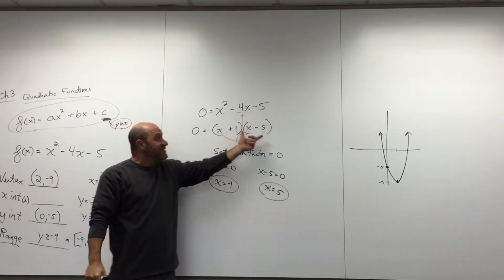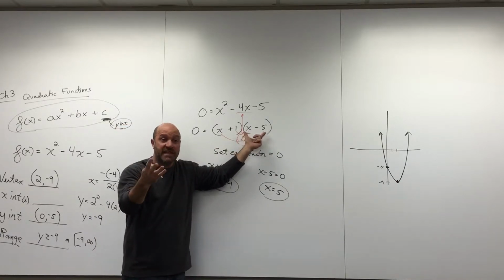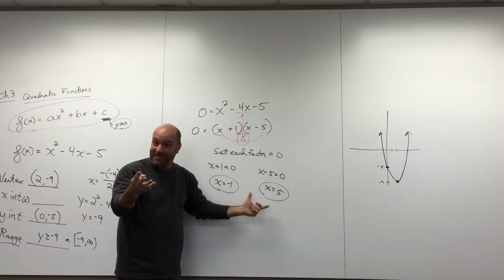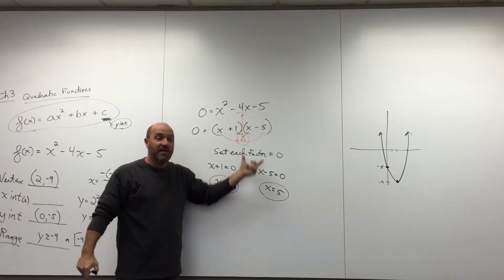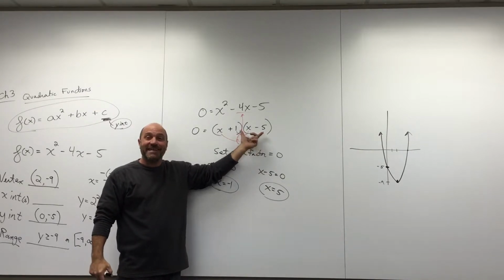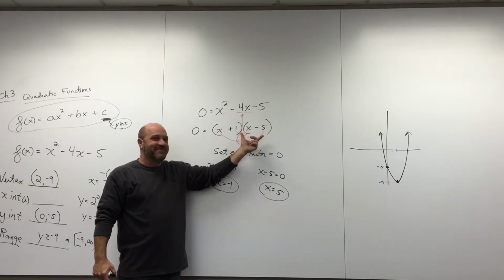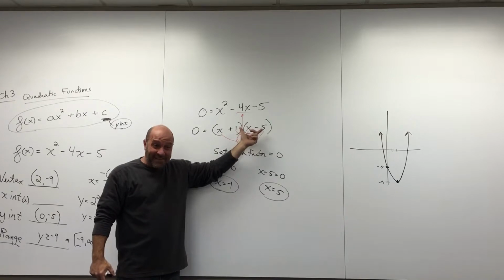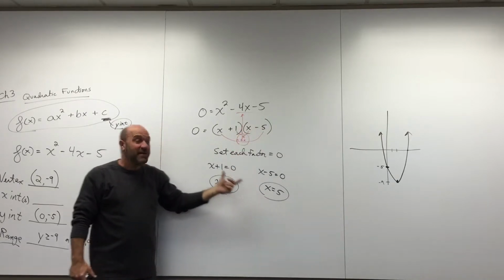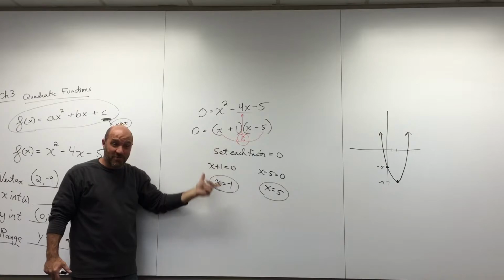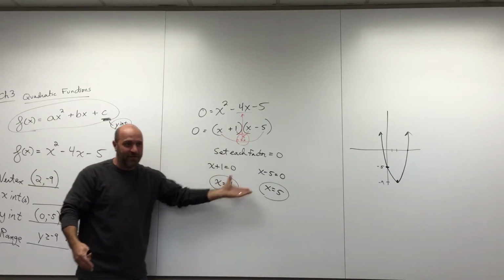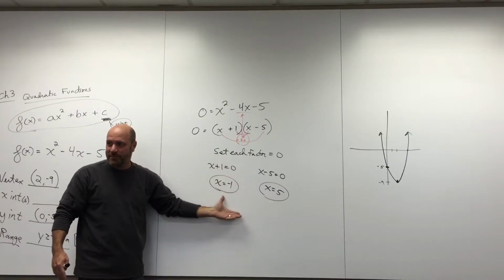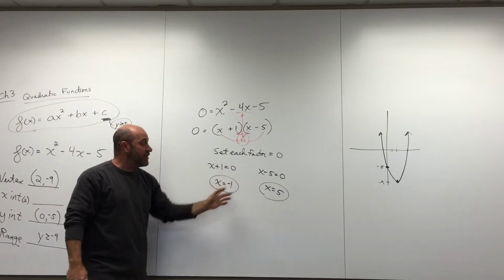Listen, the factor x minus 5 produces the answer +5. That's important for chapter 4 and as we go. If there's a minus sign in the factor, the answer is going to be positive. If there's a plus sign in the factor, the answer is going to be negative. The reason is that you set it equal to 0 and move it over. There's a logical reason to it. But we just found 2 x-intercepts.